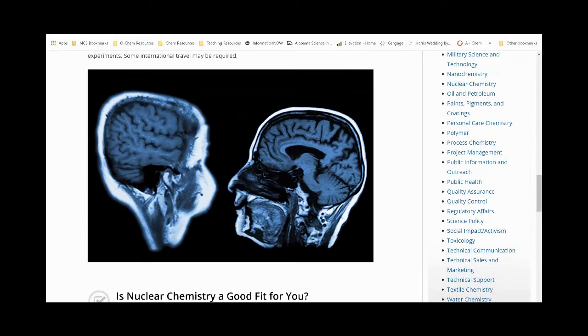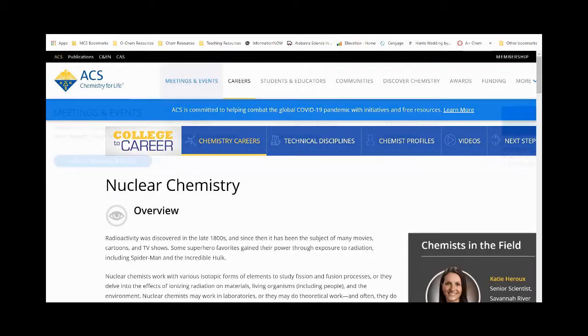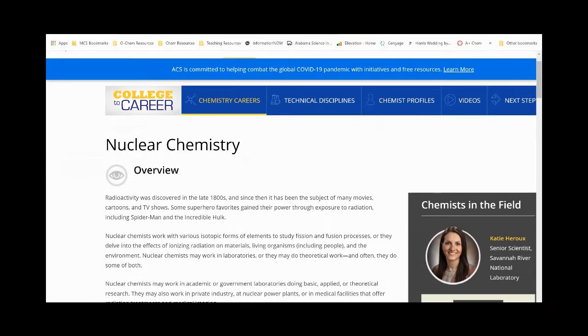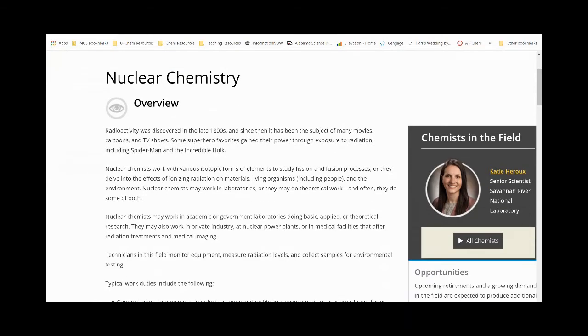And so if you're ever interested, like, hey, I like chemistry, what might I be able to do with this? They have a lot of good resources there. And so again, that's the American Chemical Society, their College to Career. And they also have within that, for every field, a sample profile of an actual chemist who works within that field. So that's neat as well.